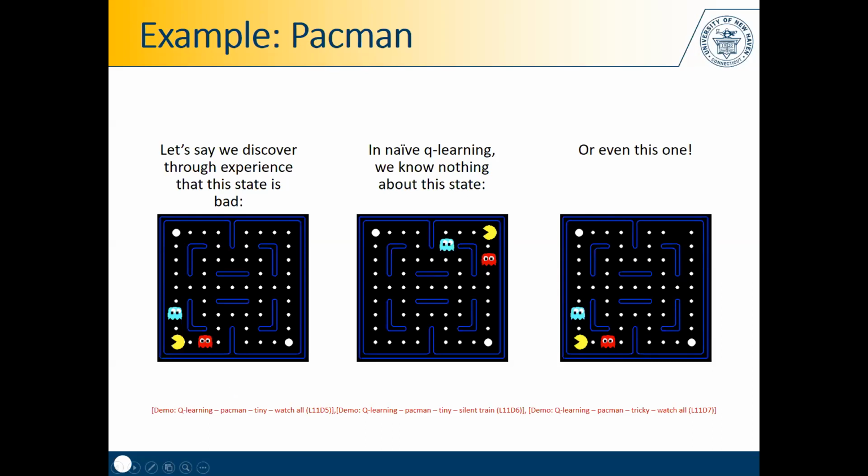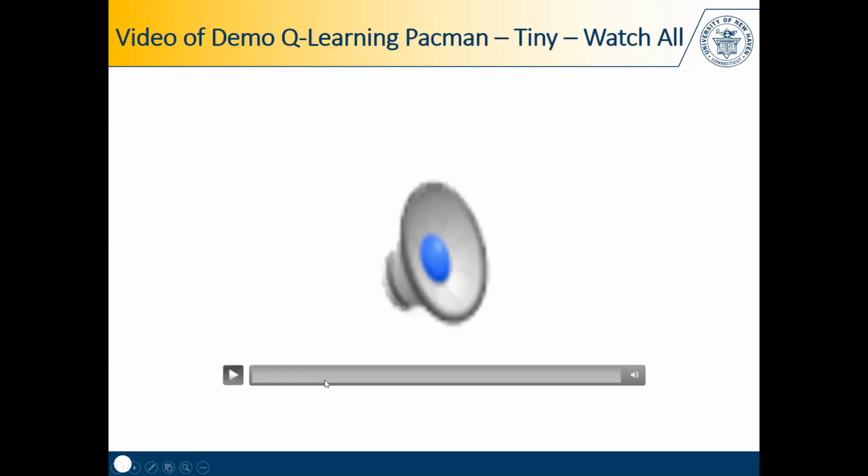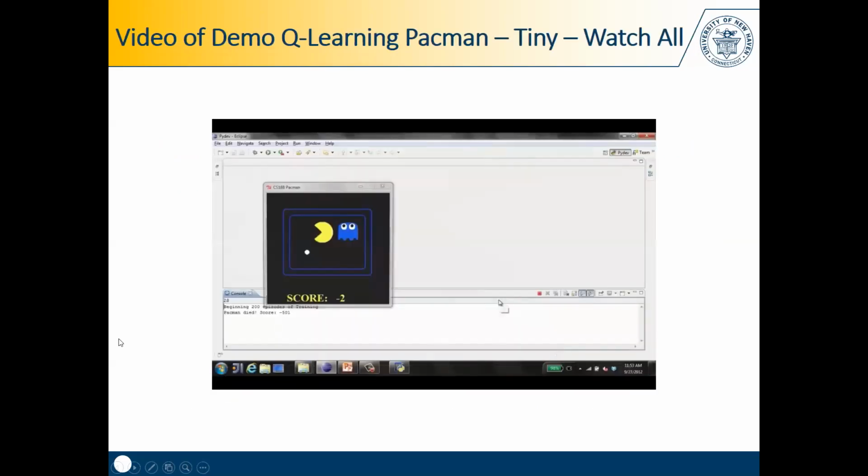Can we come up with an approach that makes use of similarities to prevent us from having to visit every state to reason about them and their values? The answer is yes. Let's look at a demo here. So this is going to be a very small Pac-Man board. And what you're going to see is a bunch of states fly by. Each state is going to have a Q value for each action. And we're going to slowly learn. So here we go.